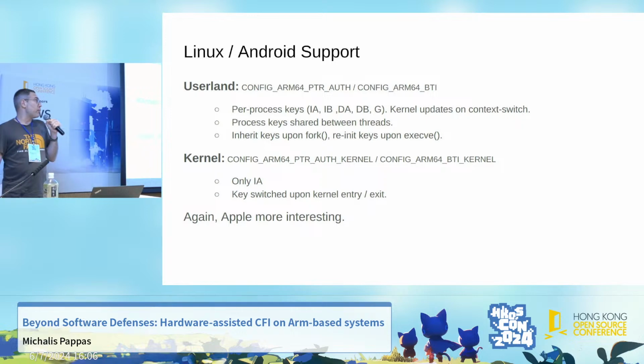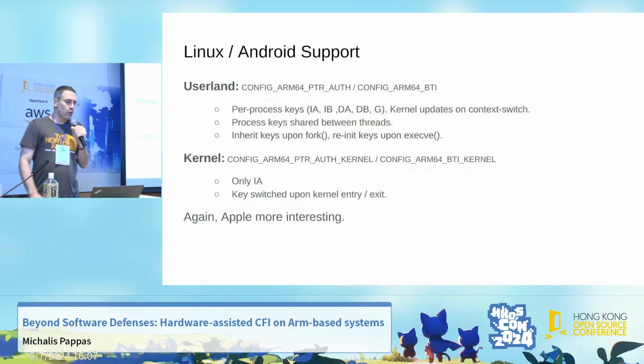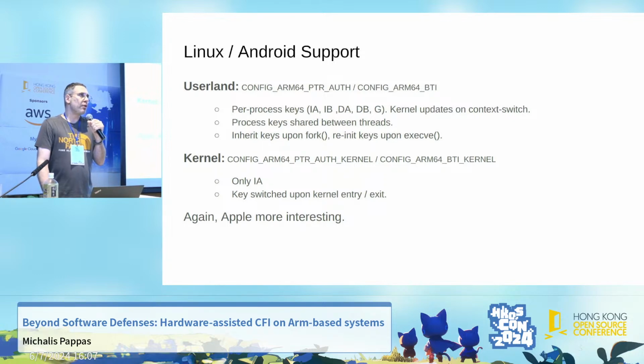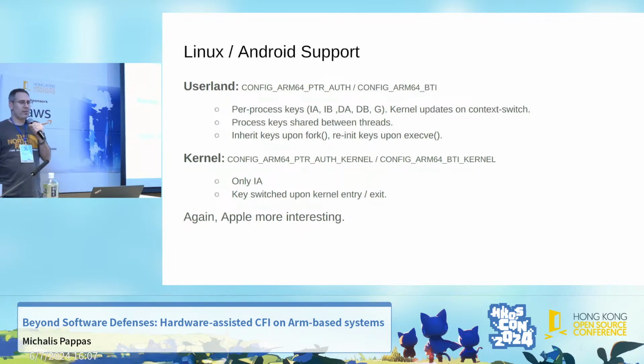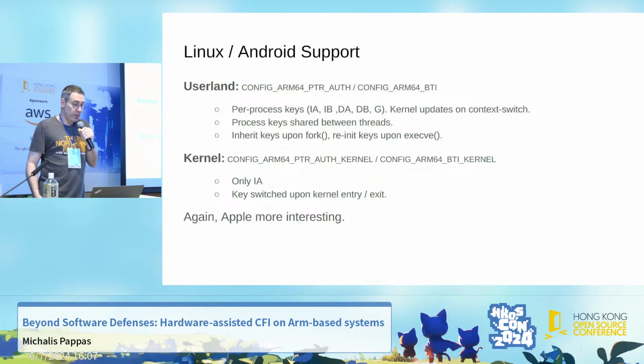Okay, operating system support. We will focus, of course, on Linux and Android. First of all, there are options to enable or disable these features, both for the kernel and for user space, or for either. For user space, you have separate keys generated for every process, which means that when the kernel does the context switch from one process to the other, it also has to switch the keys because they are stored in registers.